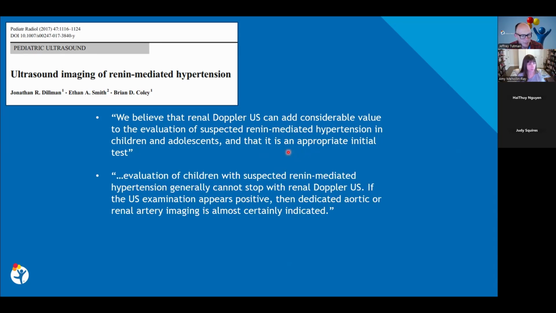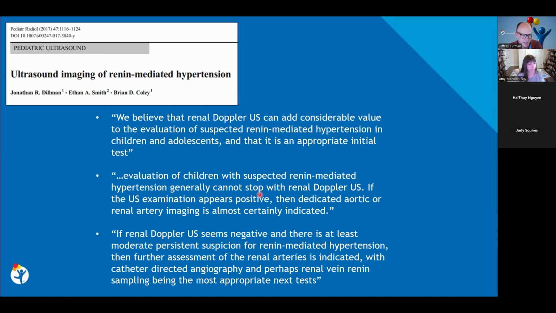But they really did go on to the same conclusion that overall you can't really stop at renal Doppler ultrasound if you have a high suspicion. If it's positive, you're almost always going to need additional imaging. And if it's negative, you're also going to need additional imaging. So at the end of the day, they concluded it's probably a pretty good screening test. But if you have a high suspicion, regardless of whether the ultrasound is positive or negative, those patients are probably going to need further angiography to evaluate what's going on.